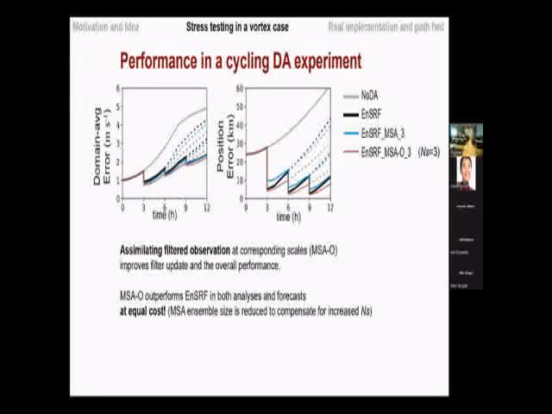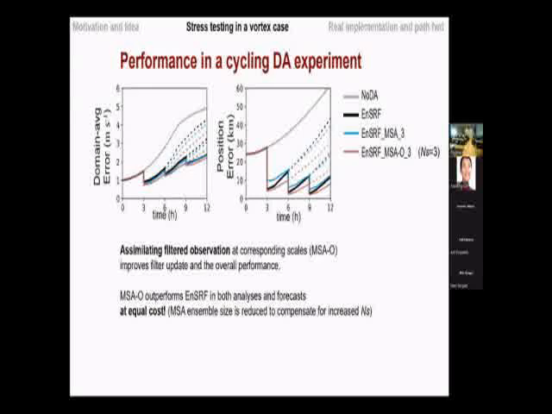First of all, if no DA, then the errors are growing, both in the domain average sense and in the position of the vortices sense. And you can see that the MSA method in blue doesn't really improve over the black, the traditional single scale EnKF. That is because when we are assimilating, we assimilate the full resolution observation to try to constrain the large scale or each individual scale component, and that's going to introduce a lot of sampling error. So I thought about how to improve this.